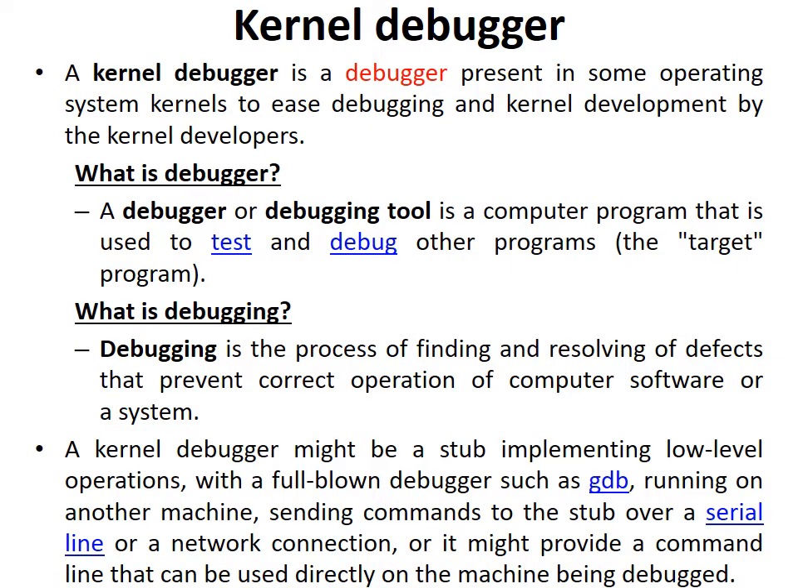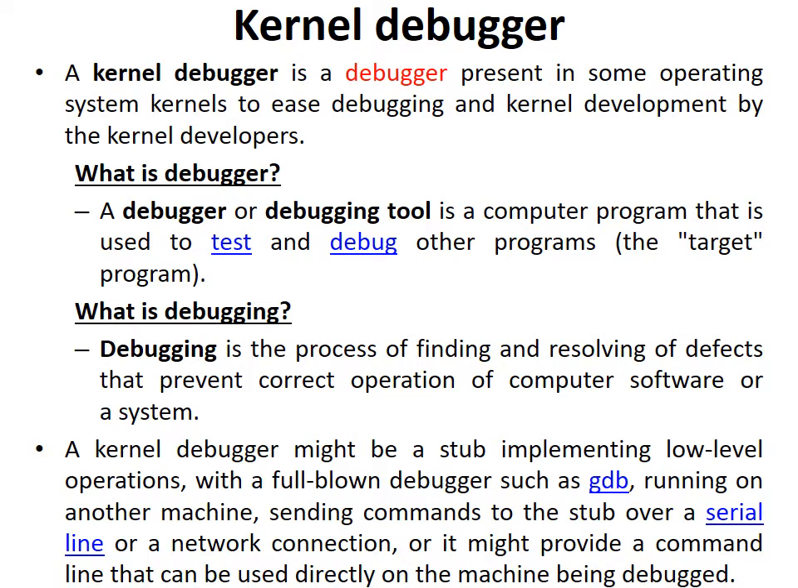Before starting kernel debugging, the general term debugging is considered as removing errors from the program. A kernel debugger is a debugger present in some operating system kernels to ease debugging and kernel development by the kernel developers. In that case, kernel developers are the core users of the particular program that is used for removing errors from the kernel.